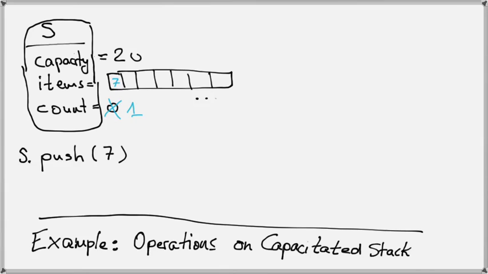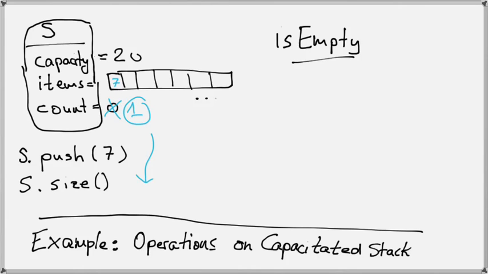If we now, for instance, want to check the size of the stack, so the number of elements currently stored in the stack, then that is simply a matter of returning the count. Now if we want to check whether a stack is empty, then we would simply check whether the count is 0.